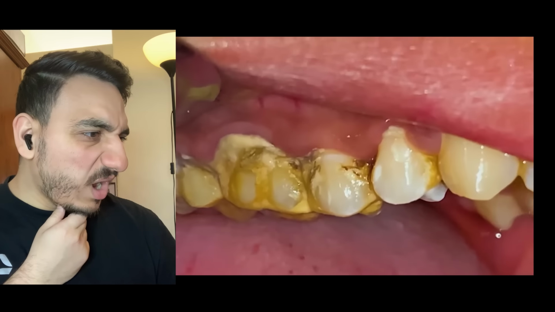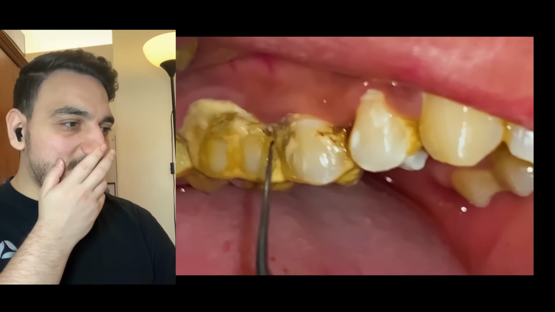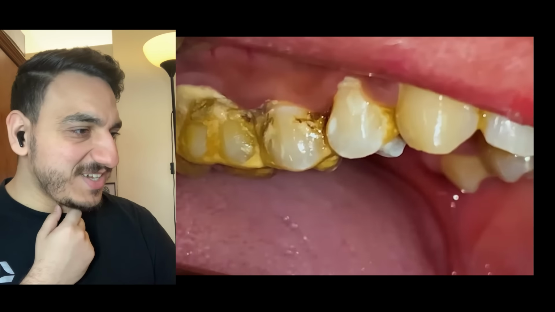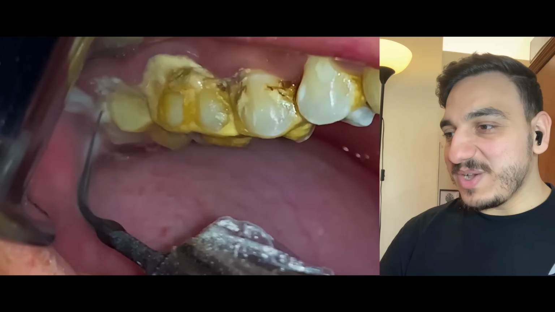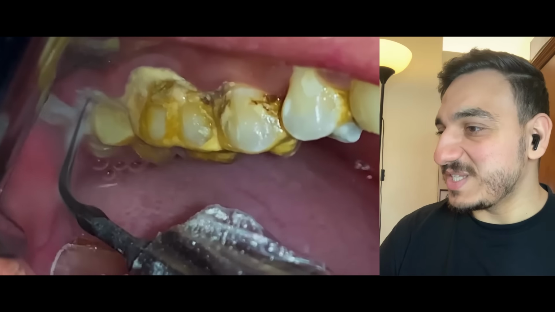Yo, look at all of that huge dental calculus. It's covering almost the entire surface of these molars.